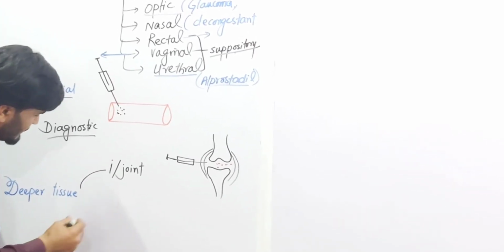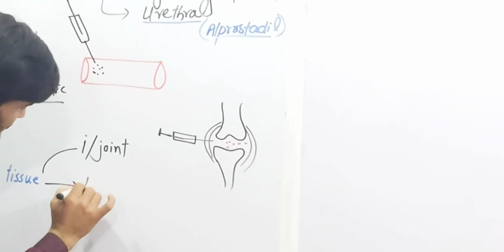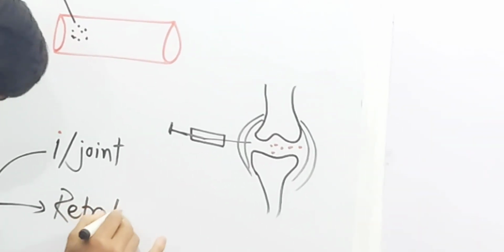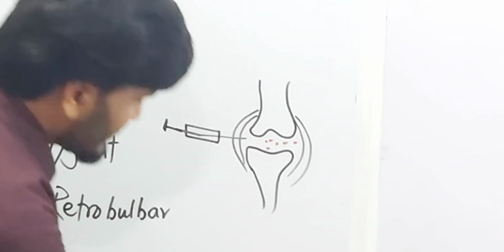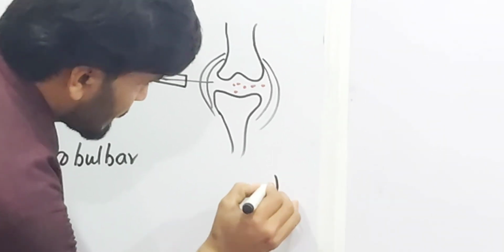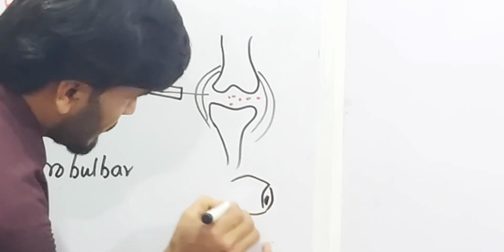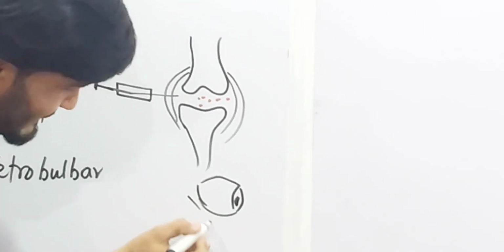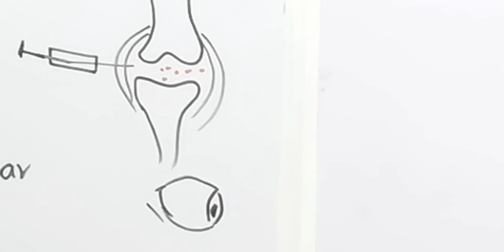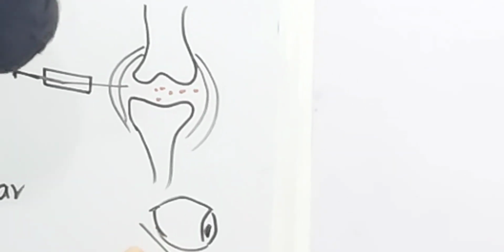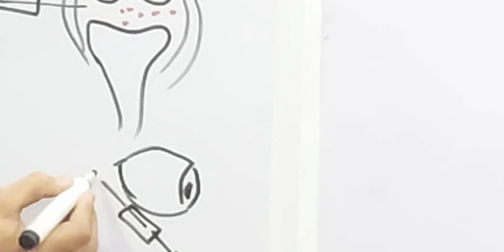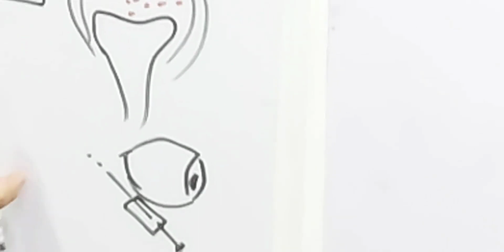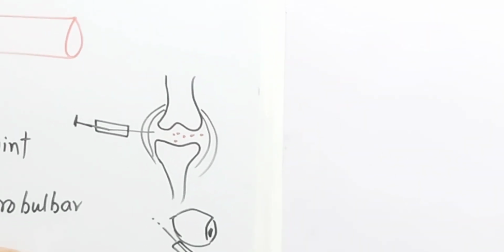So in this case, this intra-joint injection is the deeper route of drug administration. Similarly, another route is retrobulbar injection, which is the administration of the drug directly behind the globe of the eyes for the eye surgery. Lidocaine or local anesthetics are administered in this area. So this administration is a local drug administration.